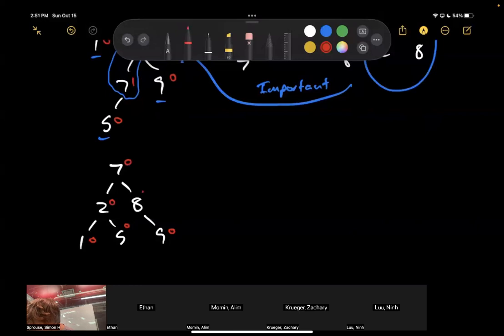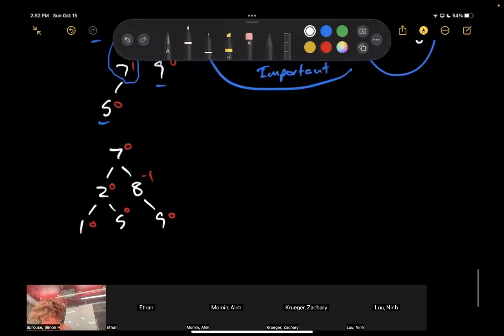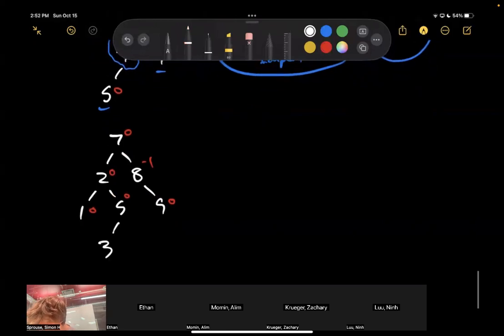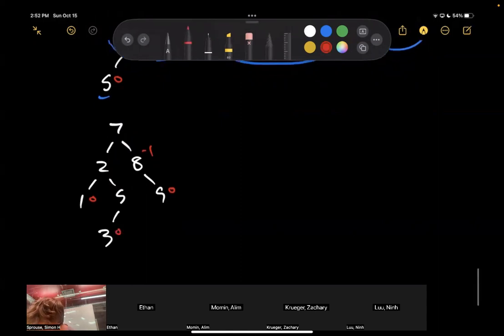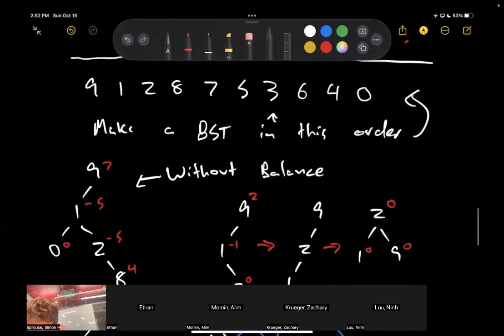This is what? -1. Okay. So this tree is clearly still balanced. Add 3. So 3 would be here, right? I think, hopefully. Let's go ahead and compute these balance factors, which in this case is going to be 0 and then 1 and then -1 and 1. Okay, so we haven't broken the tree, so we can continue adding nodes.